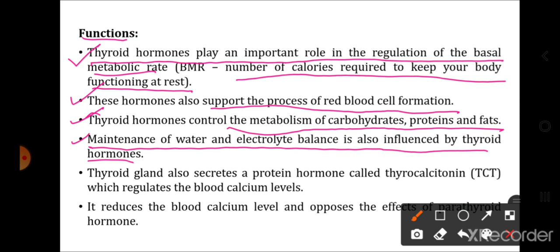T3 and T4. The last point, thyroid gland also secretes a protein hormone called thyrocalcitonin, which regulates the blood calcium level. So, thyroid gland का जो C cells है या parafollicular cells है, these C cells or parafollicular cells secrete the hormone called thyrocalcitonin, and this thyrocalcitonin maintains the blood calcium level.